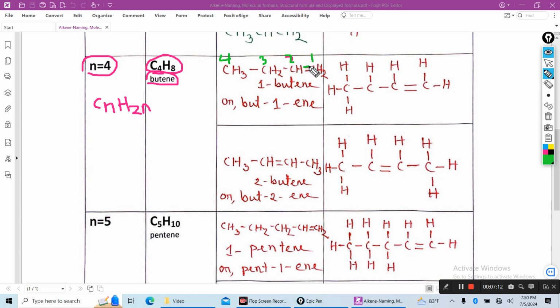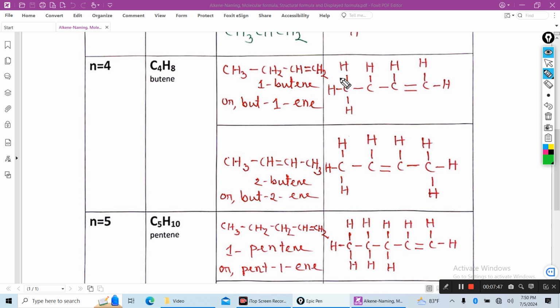Here is the double bond, and numbering from the right hand side, this name will be 1-butene or but-1-ene. Why 1-butene or but-1-ene? Because the double bond contains number 1 carbon. If you count from the left hand side, this is 3-butene, but when you name it you will count the double bond as the smaller number. If you count from the right hand side, the double bond will be 1, the smaller number, so this name will be 1-butene or but-1-ene.